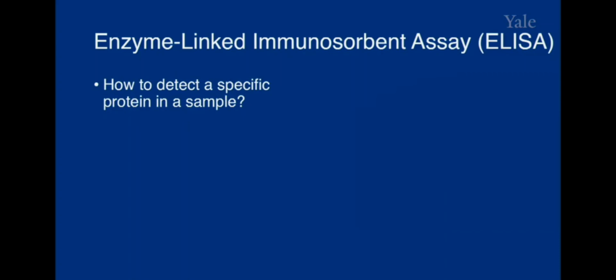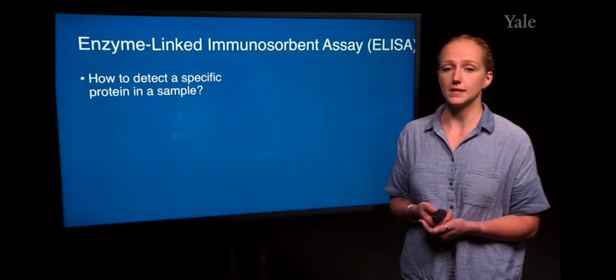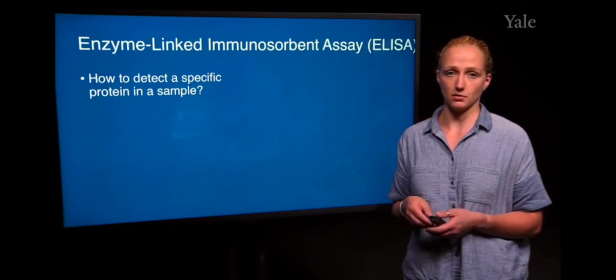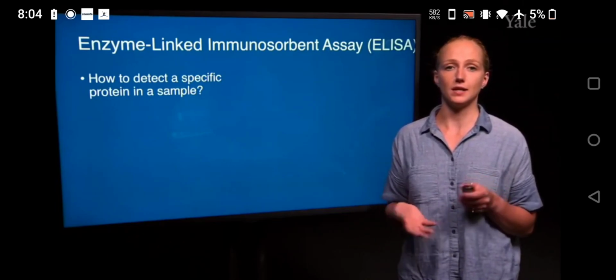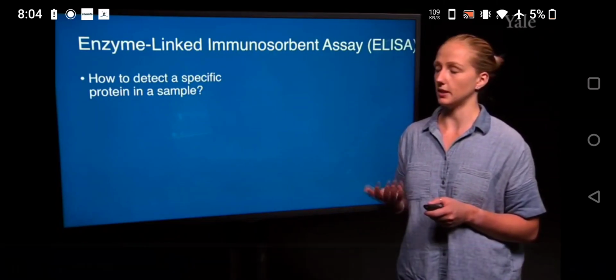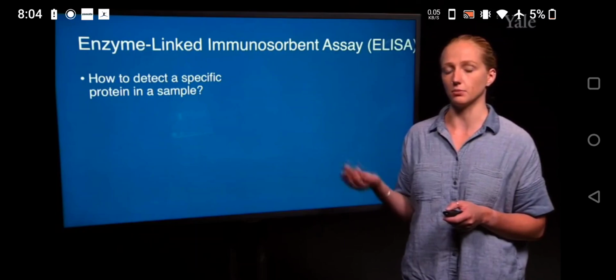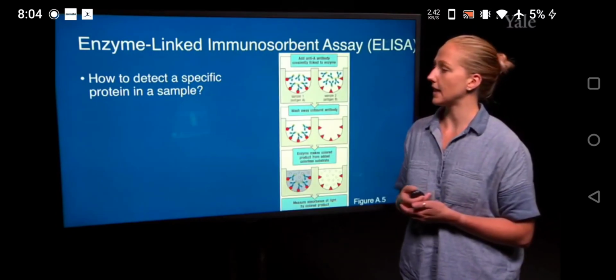So this technique is used to detect a specific protein within a sample. Let's say you have a patient or an animal model and you want to see whether or not within the blood or a tissue sample from this patient or experimental animal, you have a specific protein that is present.